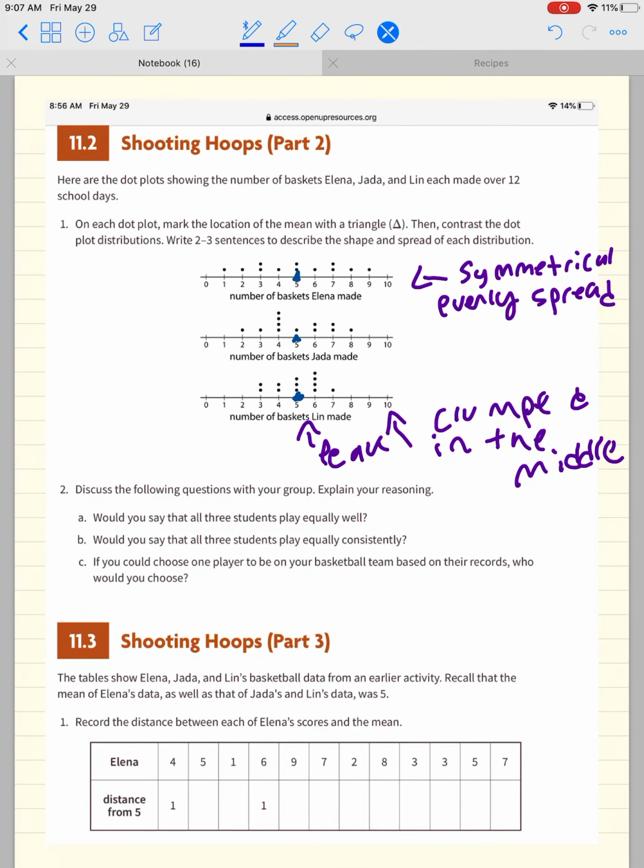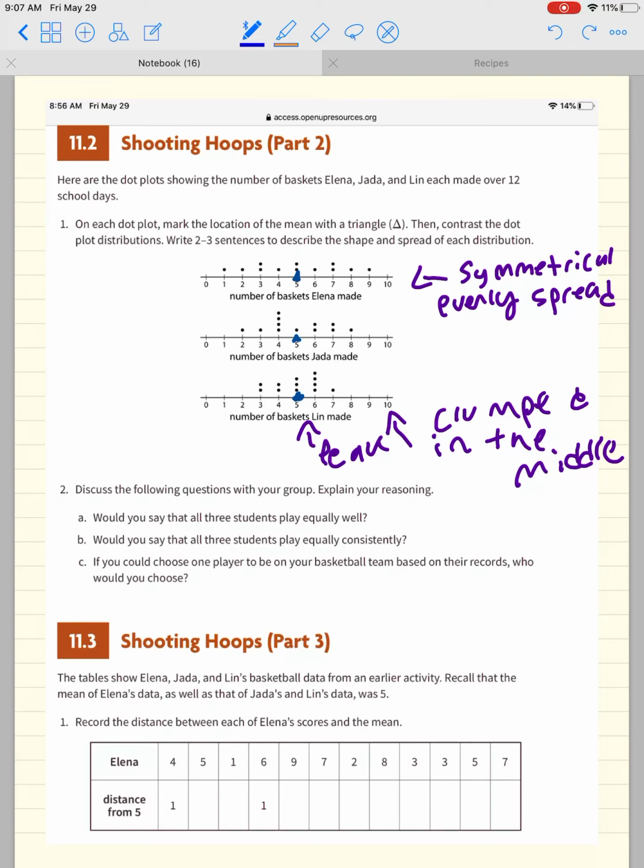This one is interesting because I would say it's heavier on the left side, it has a heavier peak on the left side, but then it's more evenly spread on this one. So that's kind of a combination of the two.